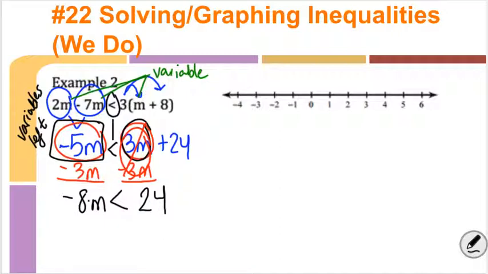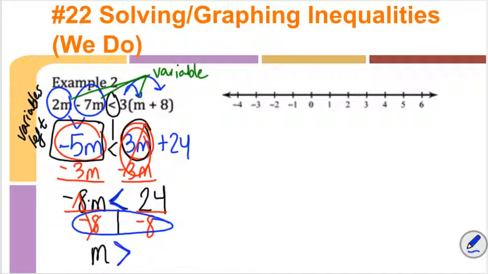Negative 8 multiplied by m, I use the inverse operation, which is division. I'm going to divide by negative 8, divide by negative 8, creates a positive 1m. And here is where I want you to pay attention. I just divided by a negative number, so now my inequality is no longer less than, but it is greater than. So m is greater than negative 3.